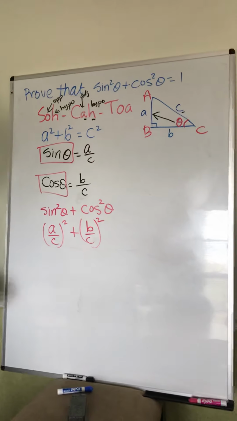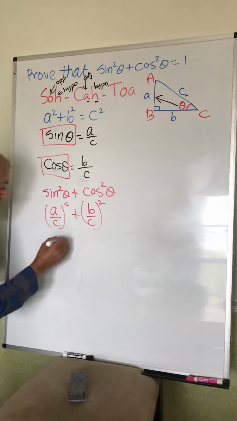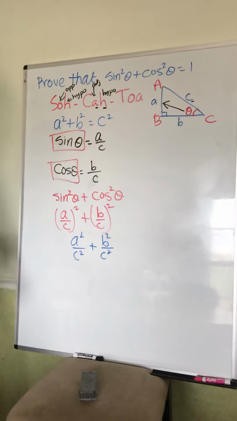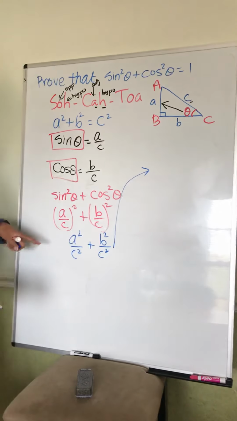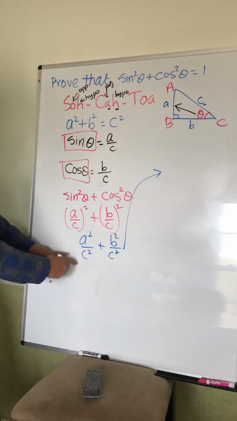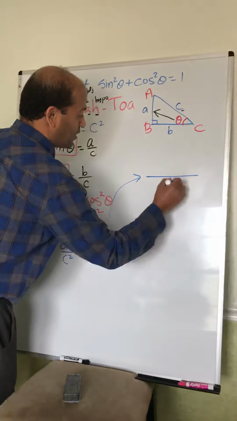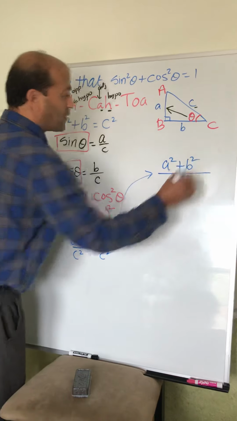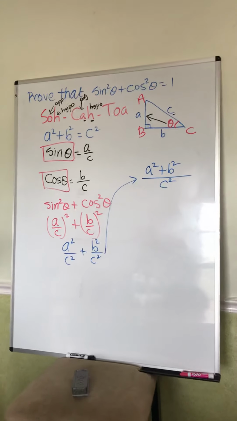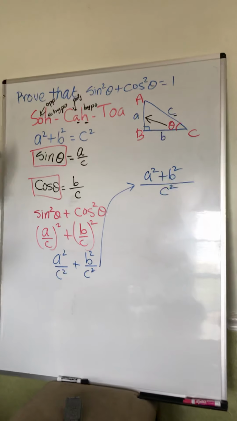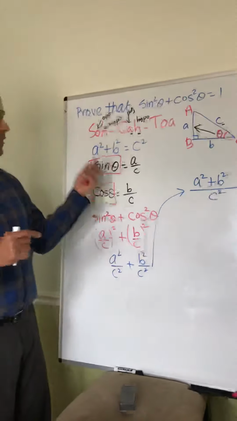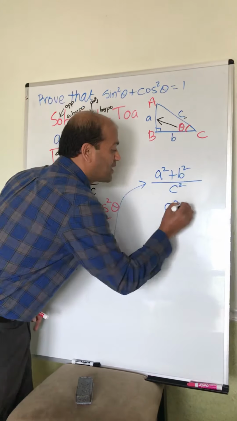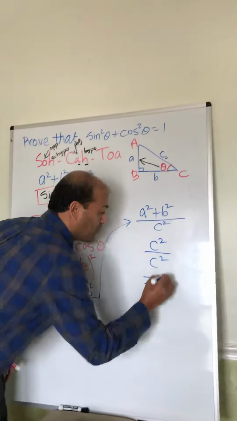Further, we can square the top and the bottom. That gives A squared over C squared plus B squared over C squared. Since we have a common denominator, we can write C squared at the bottom, and the numerators come together as a sum: A squared plus B squared. As in the Pythagorean theorem, the sum of the squares of the legs equals the square of the hypotenuse, so A squared plus B squared equals C squared. C squared over C squared gives you 1.